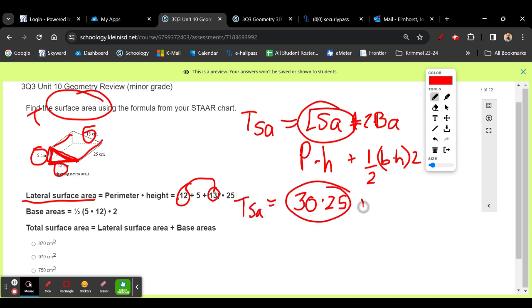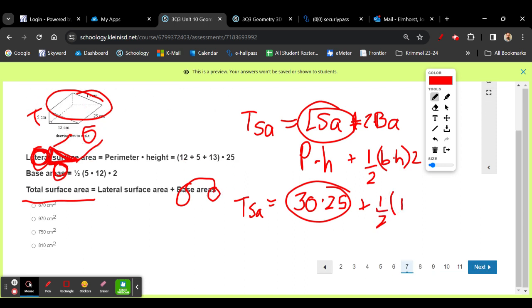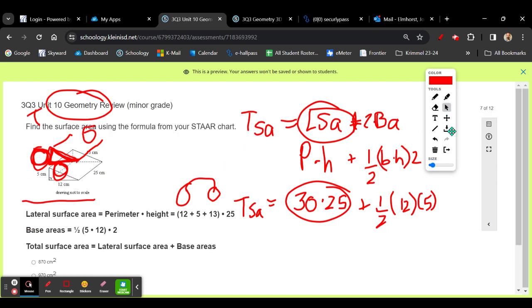Total surface area. And now we got the base and the height of the triangle. The base is 12. The height is 5. It looks like it moved here a little bit. There we go. And there's 2 bases, so we multiply that by 2. Dividing by 2 because of the triangle, multiplying by 2 because of the 2 bases, those are going to cancel. So you're going to multiply, multiply, and then add.